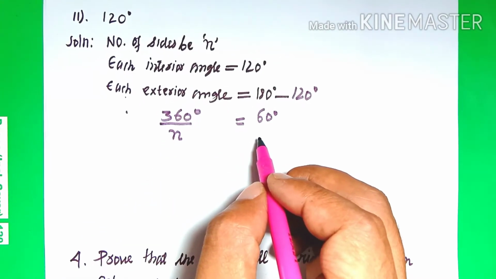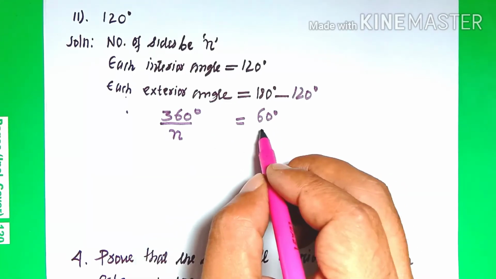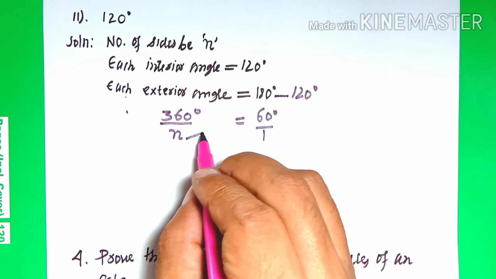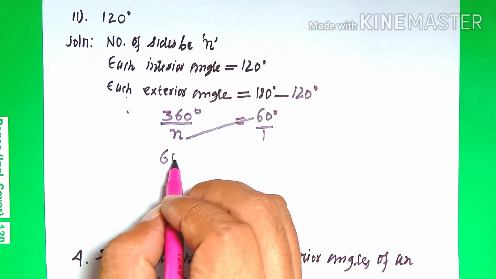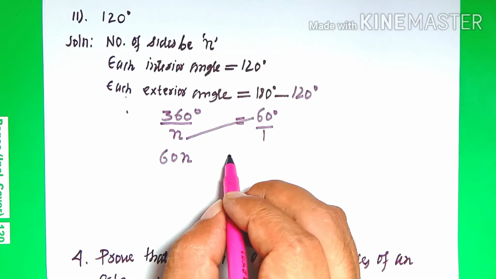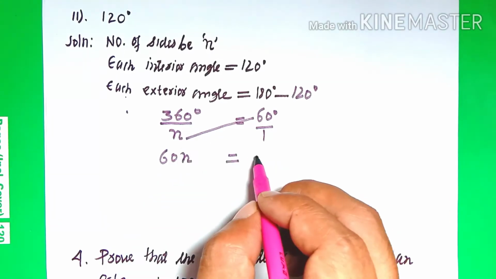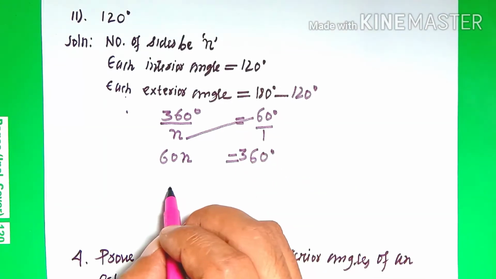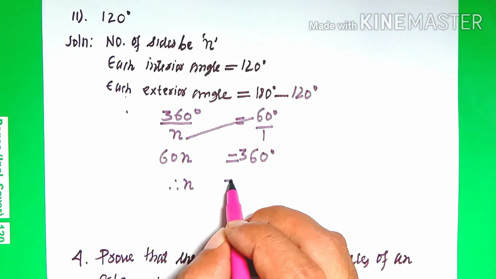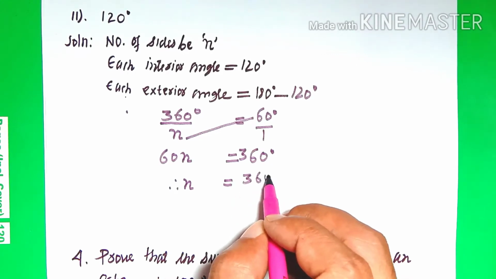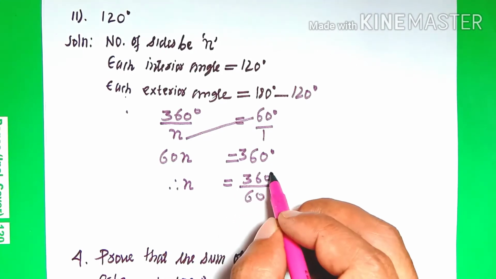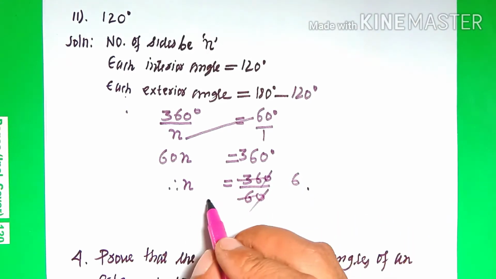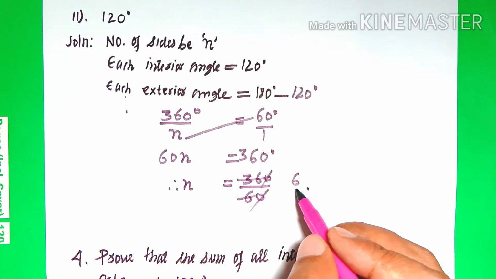Now to get the number of sides of the polygon, we take cross multiplication. Here we assume the denominator as 1. Cross multiplying, we get 60 into n, 60n, which is equal to 360 degrees on the other side. Therefore, the number of sides equals 360 divided by 60. Cancelling the zeros, 6 into 6. So the required number of sides of the regular polygon equals 6 sides.